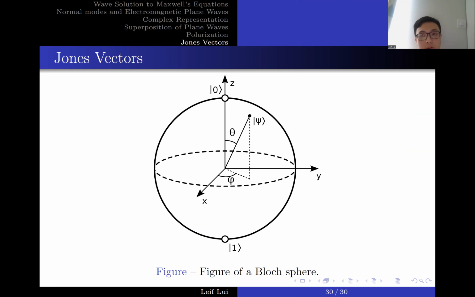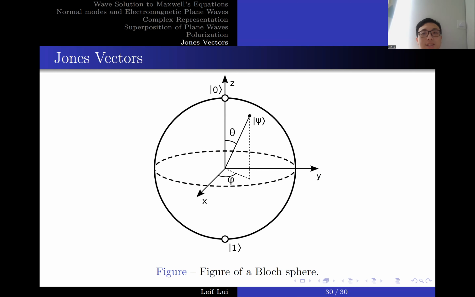So in the case of a linearly polarized wave, it can be some vector pointing in this direction. A circular polarization is another vector pointing in another direction. So the pole here represents the zero ket, and the antipole represents the one ket. Any Jones vector can be represented as a point on the Bloch sphere. So this is quite a beautiful argument, and it has a nice correspondence.